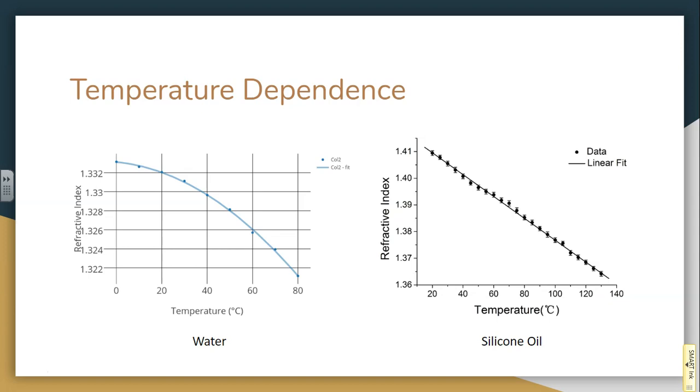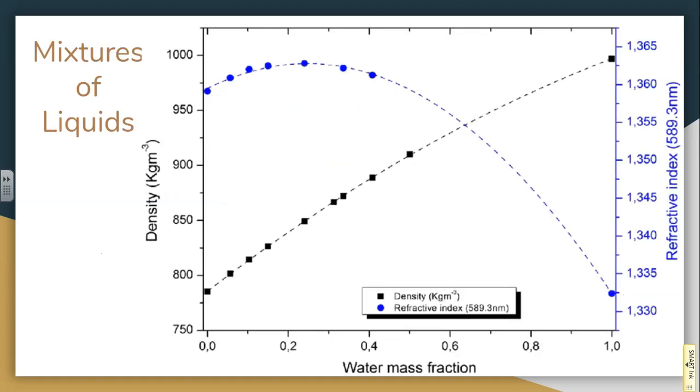So 20 degrees is really where we want to make sure we have our reference data. Now, you'll notice that for something like water, the refractive index isn't changing by a ton over, I guess, this 80-degree range, but it's changing enough that we have to be careful of it. Okay, so the other thing that I want to talk about is when you mix liquids.